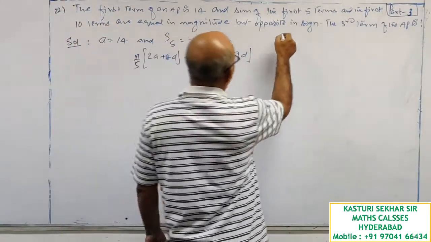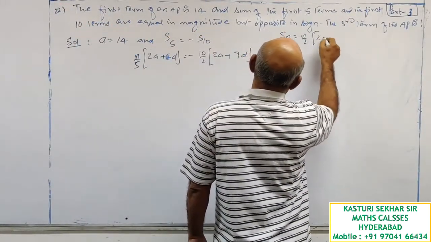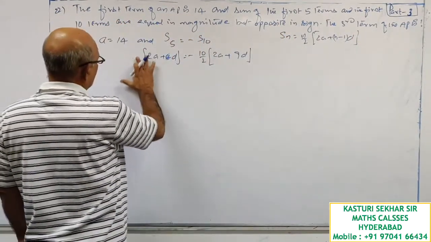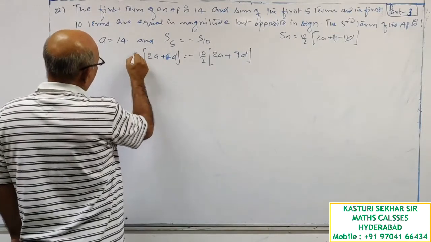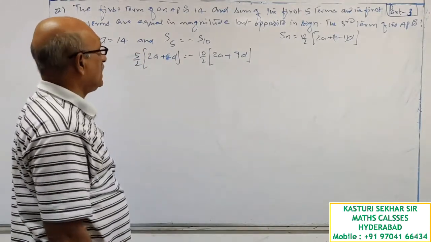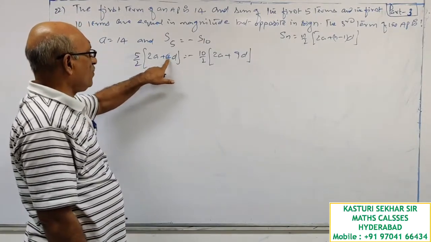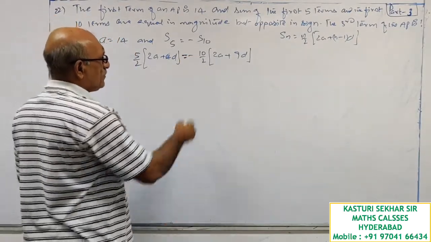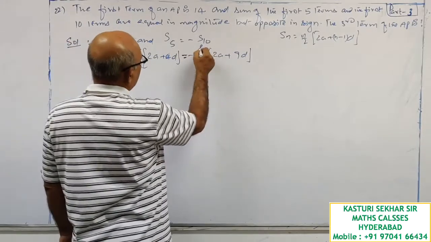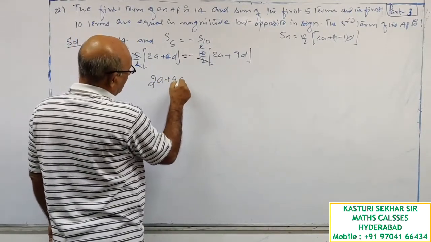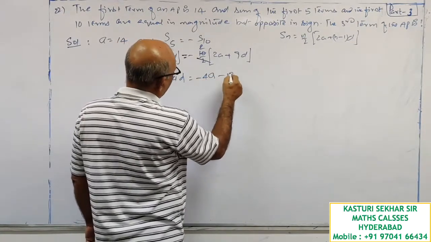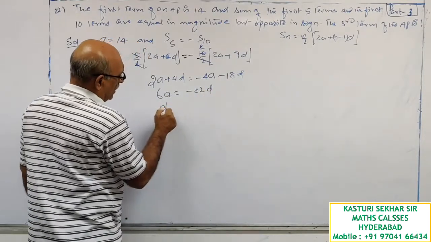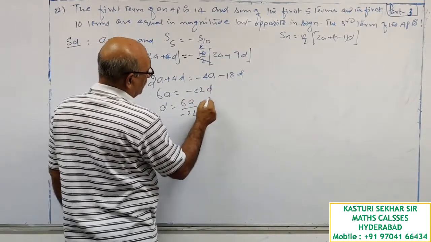In the Sn formula, I just replace n with 5 on one side and n with 10 on another side. 5 by 2 into (2a plus 4d) is equal to minus 10 by 2 into (2a plus 9d). 2 cancel, 5 will go 2 times. 2a plus 4d is equal to minus 4a minus 18d. 6a is equal to minus 22d. d is equal to 6a by minus 22.